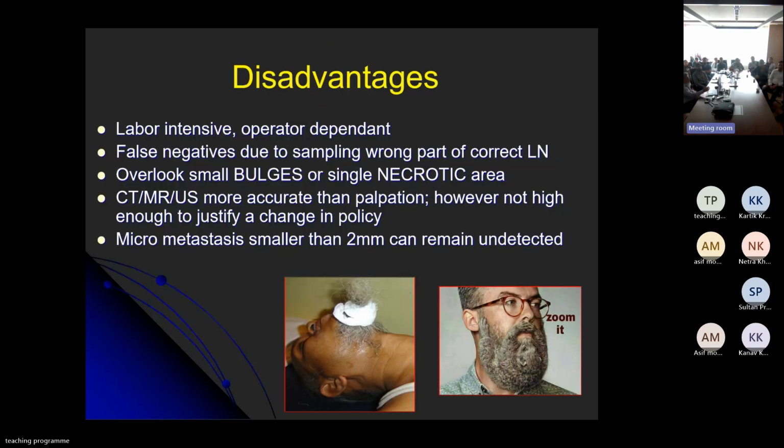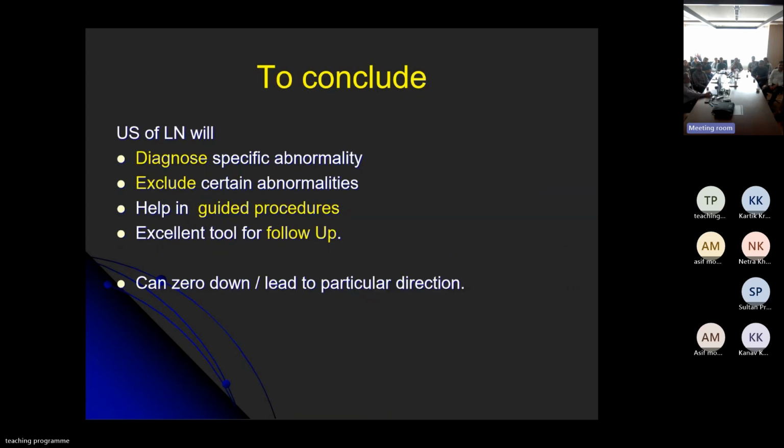What are the disadvantages? It can be a little bit difficult and operator dependent, and false negatives can be due to sampling the wrong part of the correct node, or overlooking small bulges or a small necrotic area. And we understand CT or ultrasound is more accurate than palpation, but not high enough to justify a change in policy. And we can miss some micrometastasis.